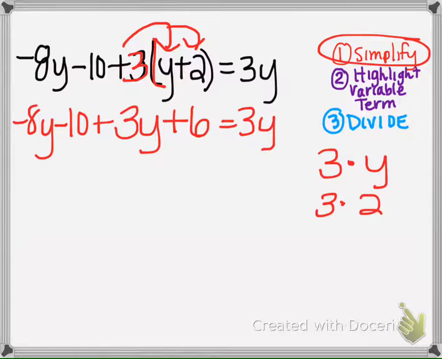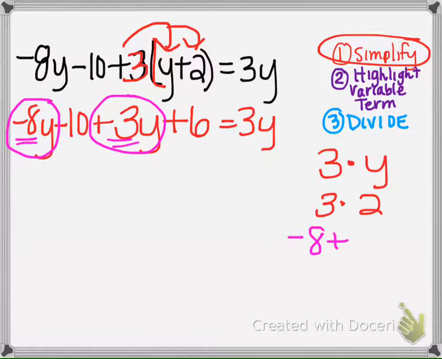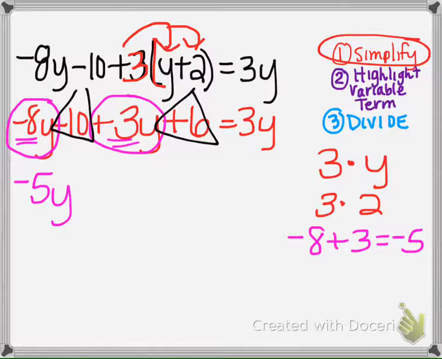All right, we're still not done simplifying. I see some like terms, so we're going to combine like terms. So we are going to take the coefficients, which is negative 8 right here, and then we have positive 3, and we have to figure out what negative 8 plus 3 is. So that's negative 5y. And then we are going to take a negative 10 and a positive 6. Those are both constants, so we can combine them together. So negative 10 plus 6 is negative 4.